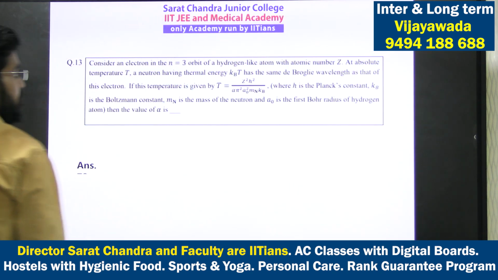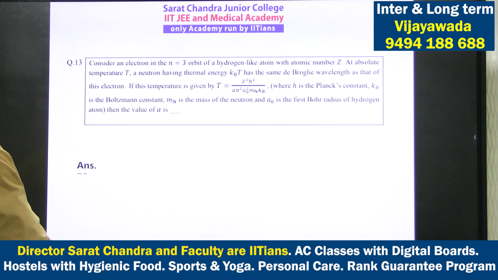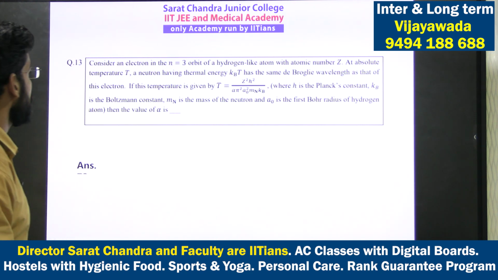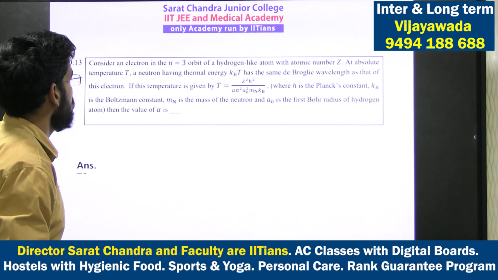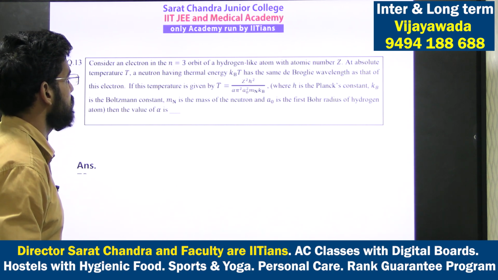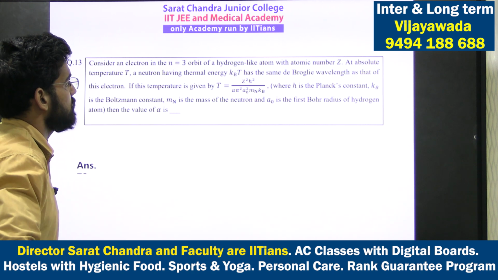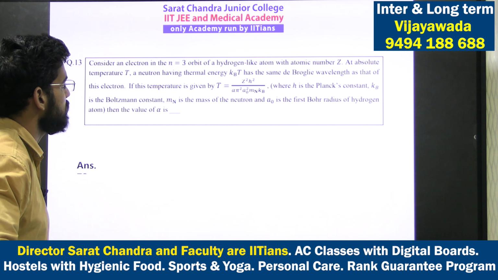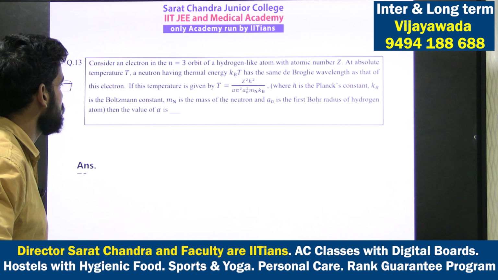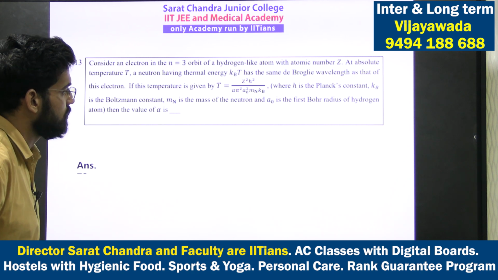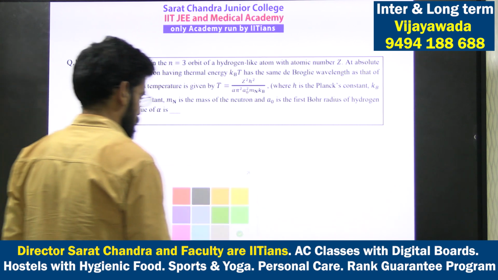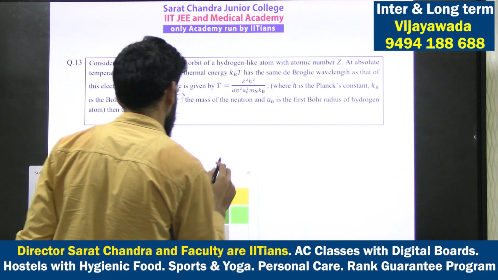Here if we see, okay, consider an electron in the n equal to 3 orbit of a hydrogen-like atom with atomic number Z. At absolute temperature T, a neutron having thermal energy Kb into T has the same de Broglie wavelength as this electron. The temperature is given as T, where h is the Planck constant, Kb the Boltzmann constant, Mn the mass of the neutron, a0 the first Bohr radius of the hydrogen atom. Alpha value he asked. Fine.